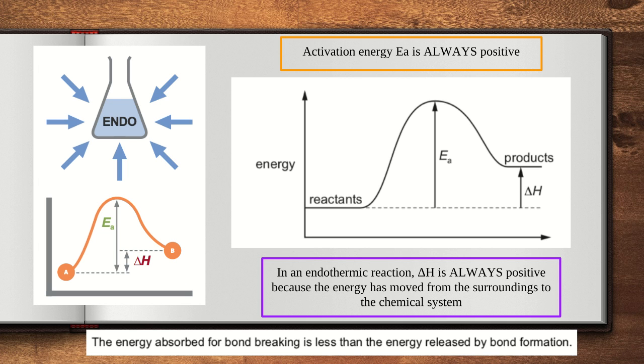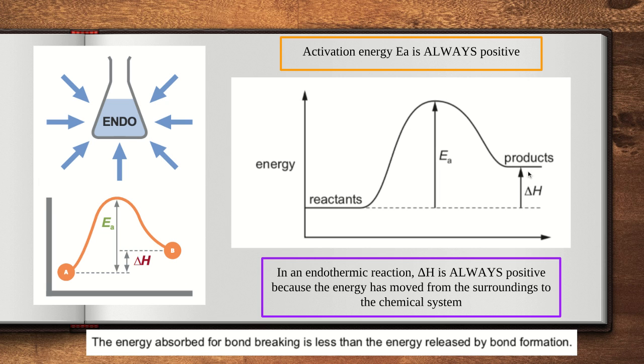In an endothermic reaction, this delta H always has to be positive, which makes sense because the delta H talks about the change in energy of the chemicals. So if the chemicals have more energy, then that's because the surroundings have less energy, therefore your delta H is always positive. How we can describe this is we can say that the energy absorbed for bond breaking is less than the energy released by bond formation.